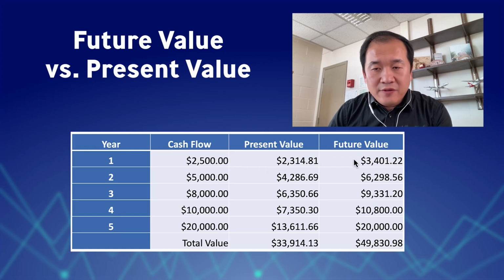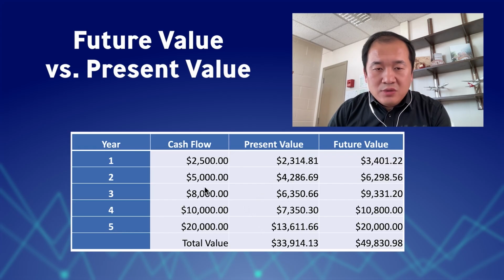And the future value, which is to convert $2,500 to the end of year 5, so that's 4 years later, is calculated as 2,500 times 1.08 to the power 4. Because you will invest this $2,500 and compound it four times, you will receive this number. And you do the rest for 5,000, 8,000, 10,000, and 20,000 received at the end of years 2, 3, 4, and 5.